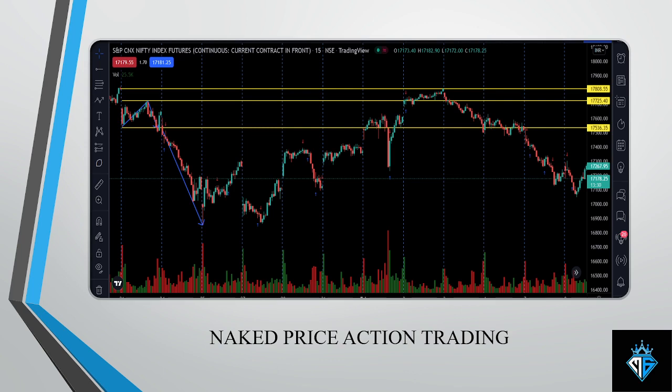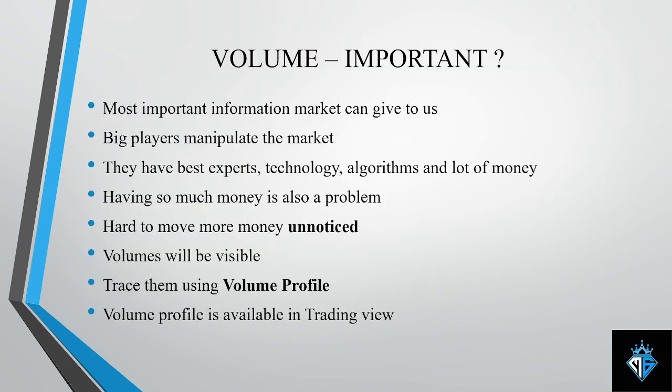But by building in the volume and the volume profile, the volume profile gives the exact price level where the price is going to hit and reverse. So that is where the big institutions have manipulated the market. Okay, so let's get into the volume. So why is volume more important? Volume is one of the important pieces of information the market can give to us, and it is more efficient information and data.